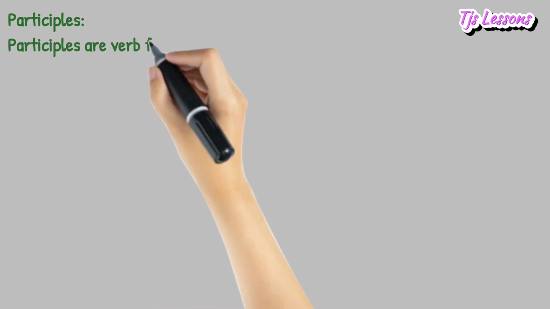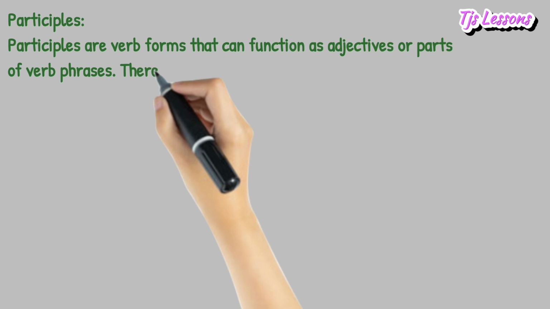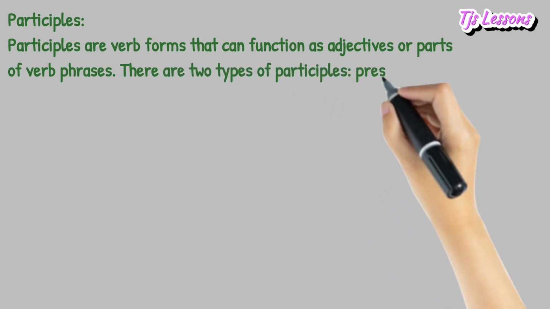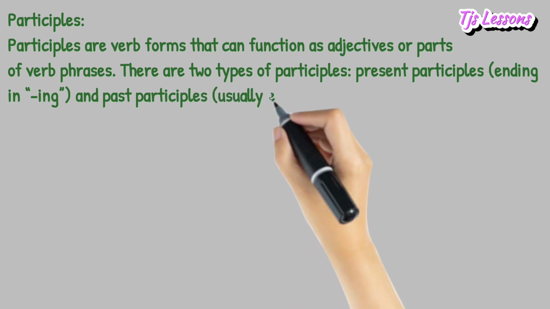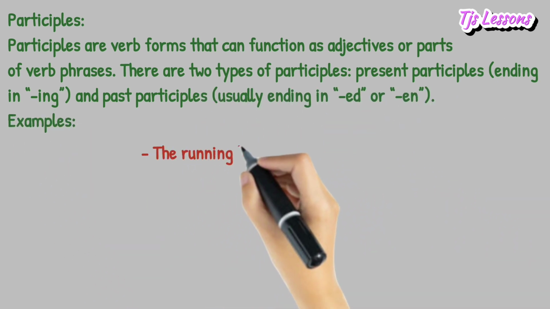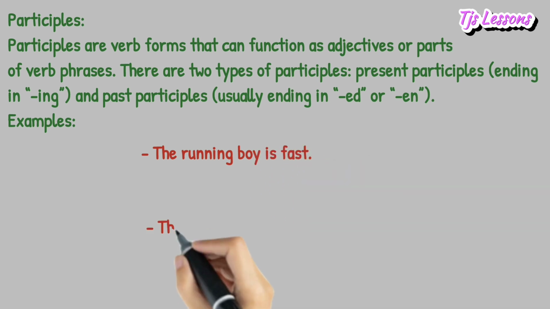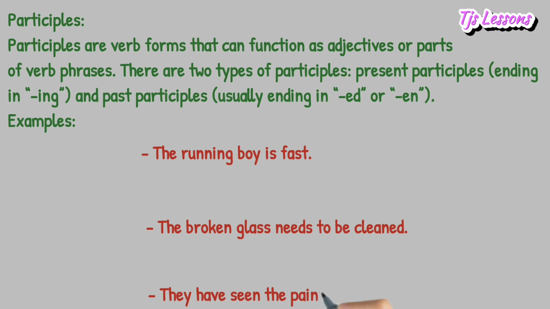Participles. Participles are verb forms that can function as adjectives or parts of verb phrases. There are two types of participles: present participles, ending in ing, and past participles, usually ending in ed or n. Examples. The running boy is fast. The broken glass needs to be cleaned. They have seen the painted landscape. In these sentences, running, broken, and painted are participles used as adjectives.